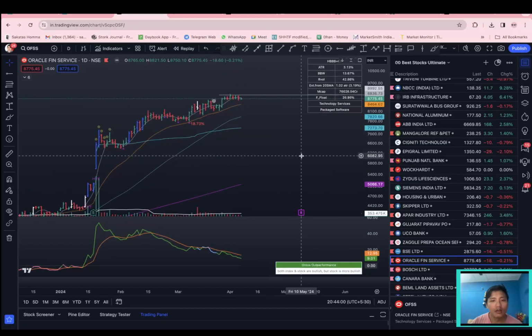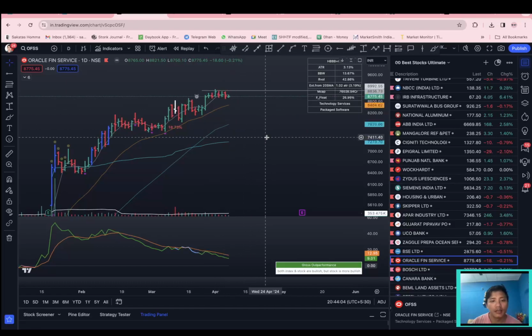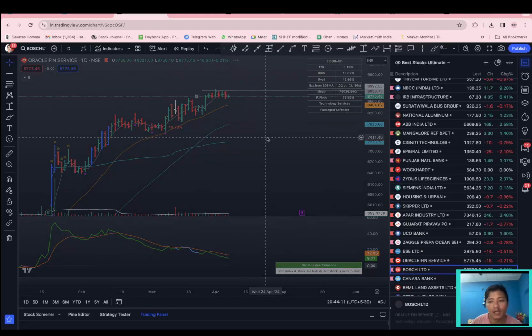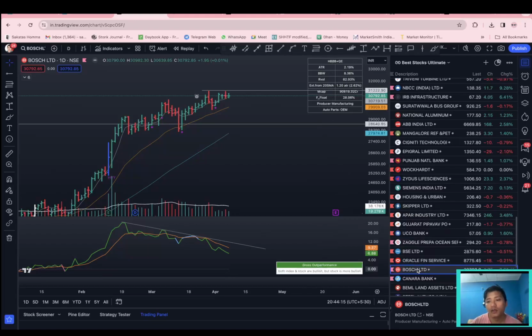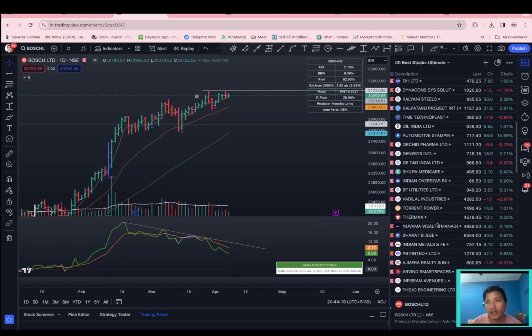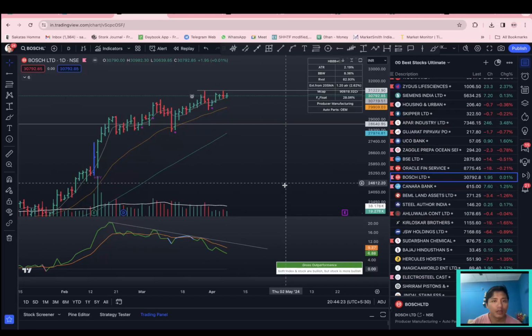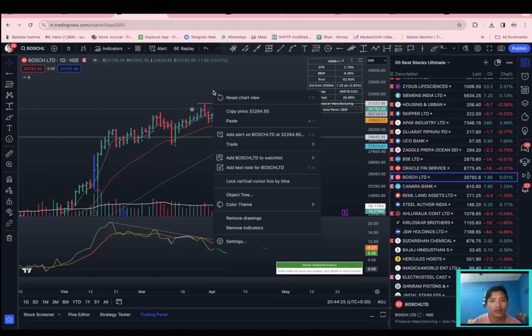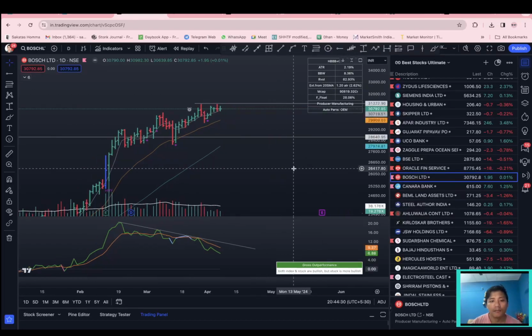OFFS is another good name here. It's getting tighter and tighter. Somehow I also feel that it wants to go down, but if it goes up, it's a valid setup. Bosch again. Bosch is in the same group as Siemens and ABB, and there was another one. Yeah, very strong. This is a tight area. This could be an entry.